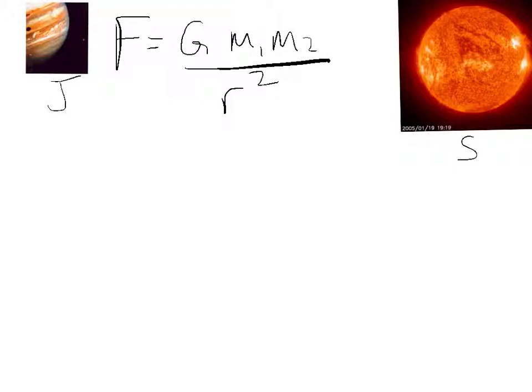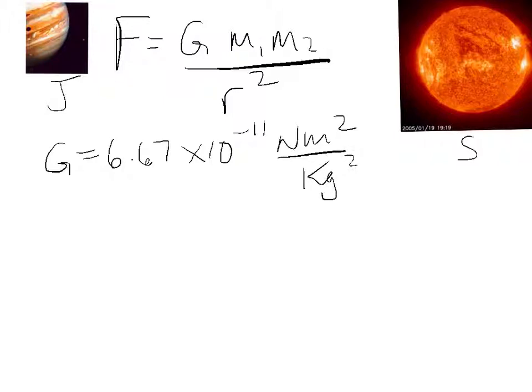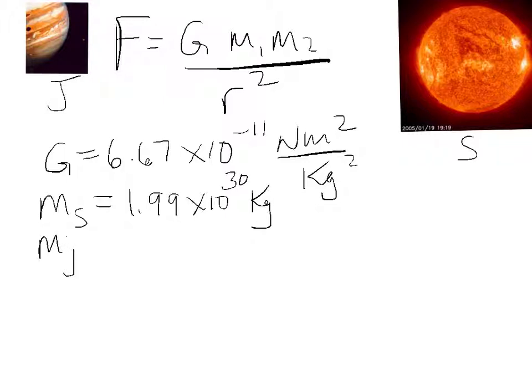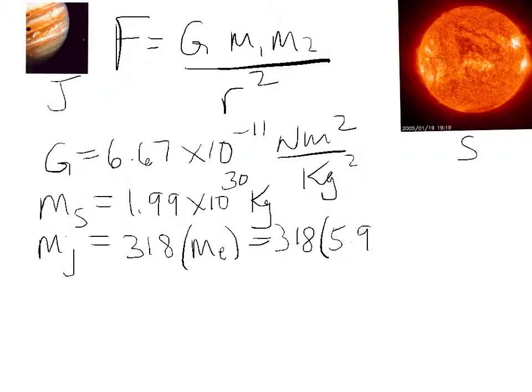So the variables that you're going to need are G, which is 6.67 times 10 to the minus 11th newton meters squared per kilogram squared. You're going to need the mass of the Sun, which is 1.99 times 10 to the 30th kilograms. You're going to need the mass of Jupiter, which if you look at your data sheet is 318 times the mass of Earth. So that's 318 times 5.98 times 10 to the 24th.